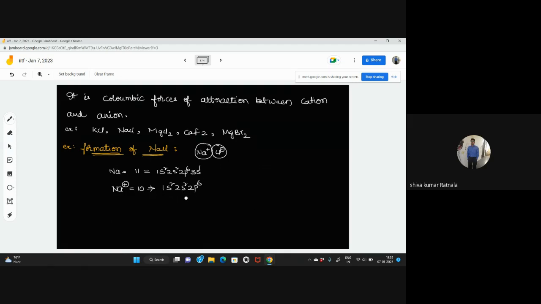Done, no? Na plus means what? One electron is removed. Sorry, sir. So how many electrons are there after removing? Ten, sir. 8 electrons in the valency shell. That means sodium, by losing one electron, gets 8 electrons in the valency shell, so that Na plus ion is stable. That electron is transferred to chlorine, sir.